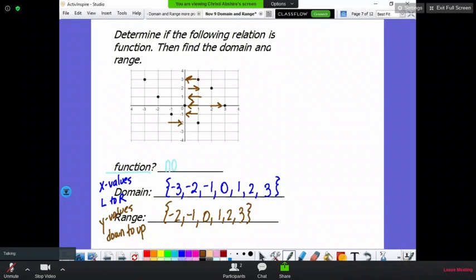So when you're checking from a graph, you want to say, what is it lined up with on the X? That's the domain. What's it lined up with on the Y? That's the range. You want to put them in order, least to greatest, as I have in the sets.